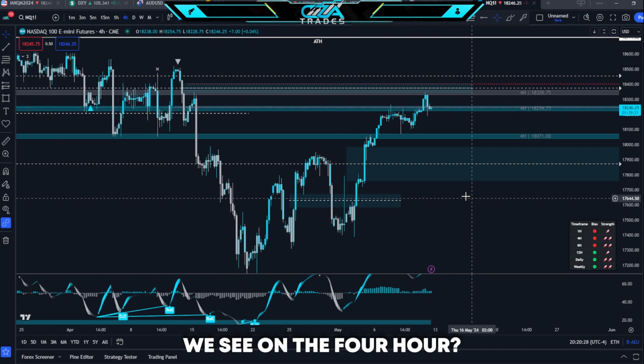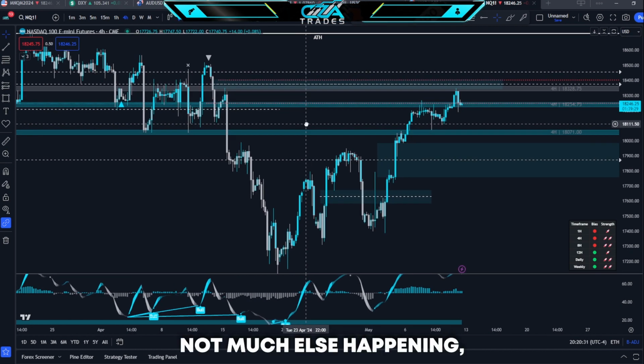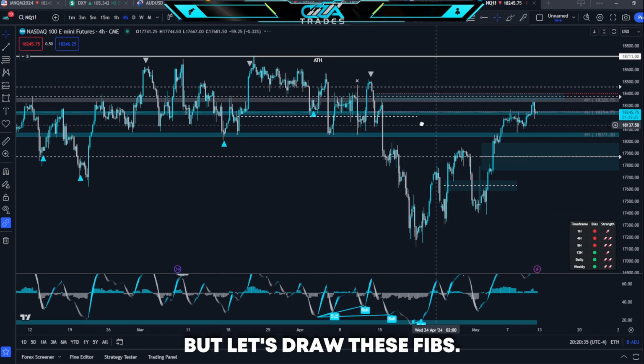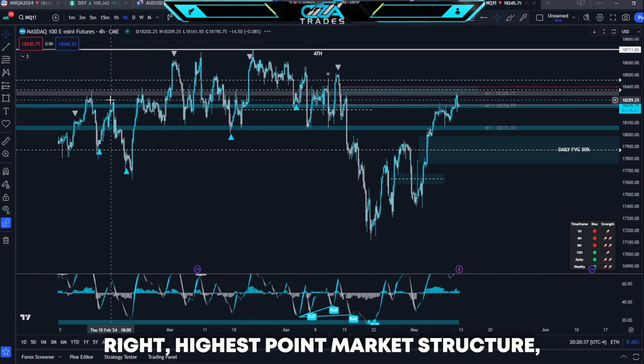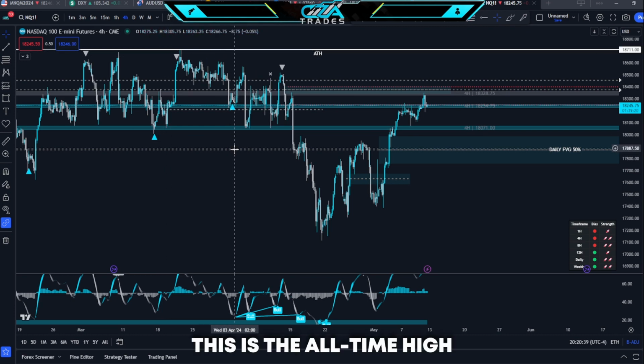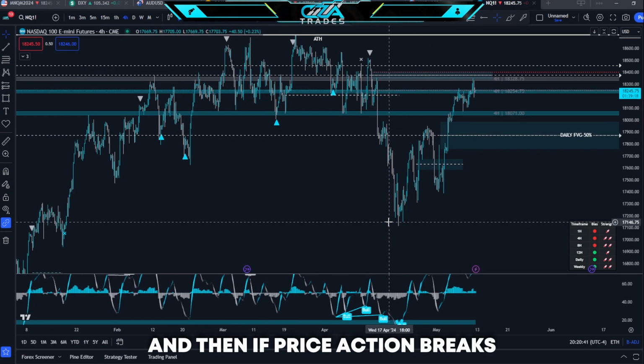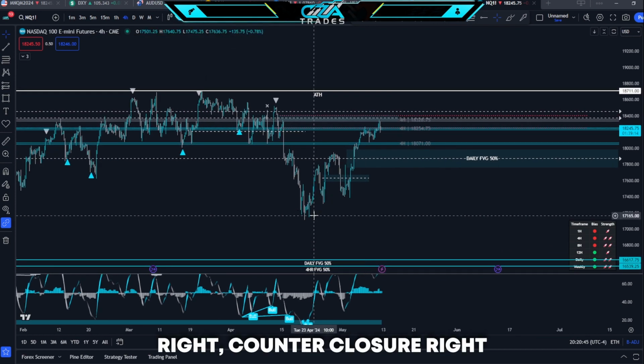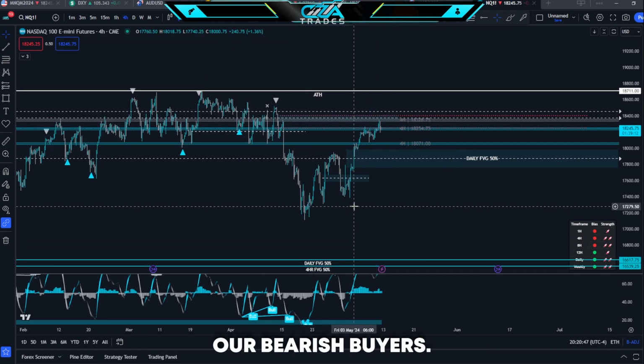Alrighty, what else do we see on the 4-hour? Not much else happening, but let's draw these fibs. Right? Highest point market structure, which is right there, which is the all-time high. And then if price action breaks down through this market structure, then we're going bearish no matter what. Right? Candle closure right below this just confirms our bearish bias.